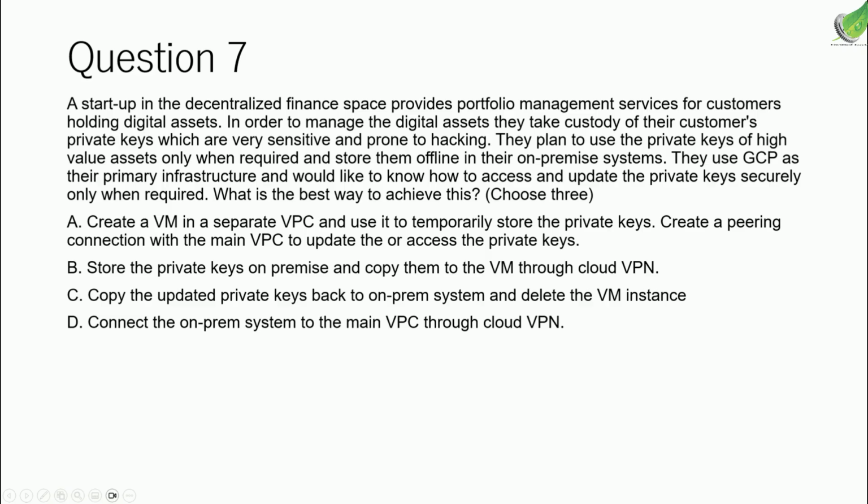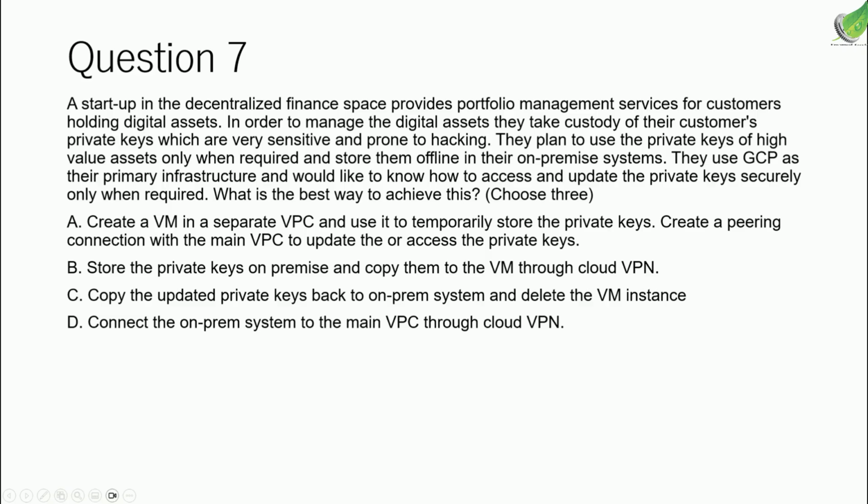Step 3 is option C. This completes the workflow by ensuring the process is temporary and leaves no trace behind. After the transaction is done, the private keys are securely copied back to the cold storage on-premise via the cloud VPN. Then, the entire virtual machine is destroyed. This ensures no sensitive data is left behind on the cloud, minimizing the risk exposure time to an absolute minimum.